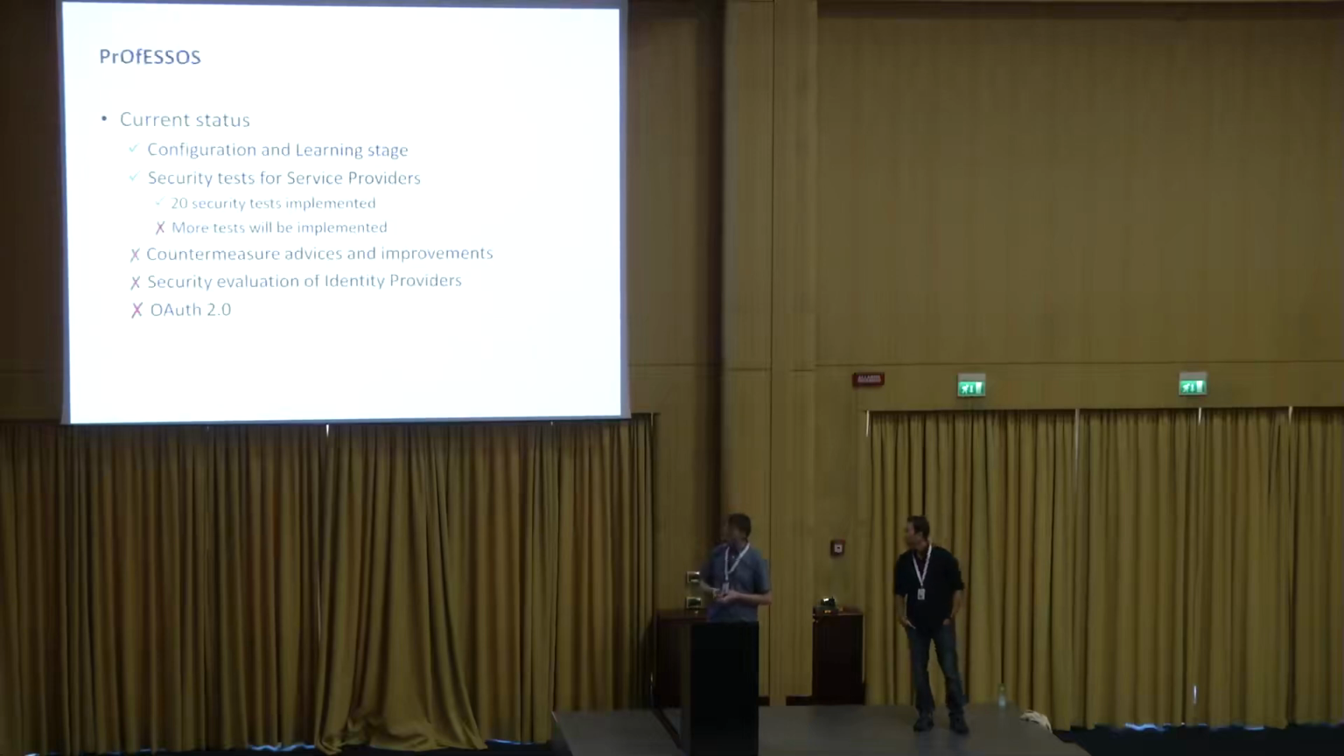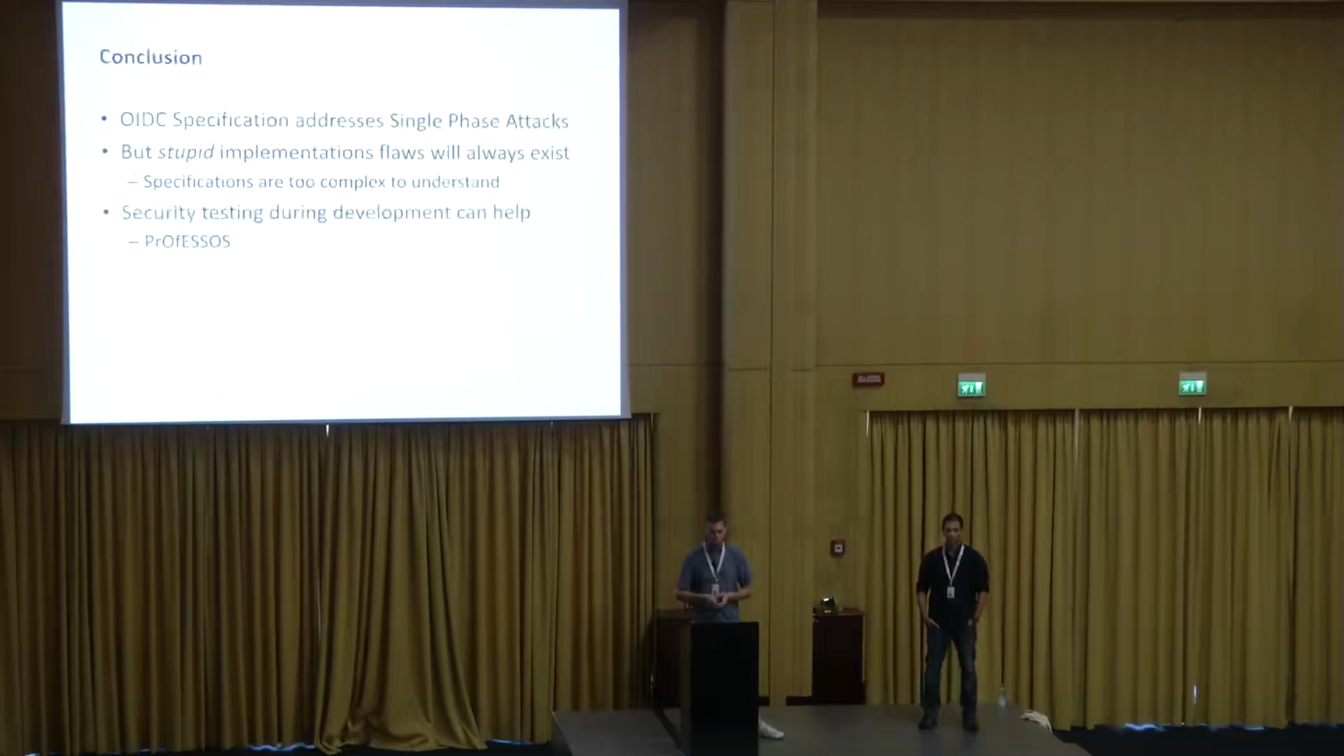Okay, so that's the current state of the tool. We have implemented the configuration and learning stage, and security tests for 20 attacks are implemented. They are evaluated automatically and the results are output to the pen tester. What we are currently doing is, of course, we have more attack ideas and we have to implement them. What's missing at the moment is giving concrete advice to a developer on what check is missing, where he has to look in the specification and how he can cope with specific attacks. We also want to do OWASP, because it's the basis of our OpenID Connect, and of course, as I mentioned, the security evaluation of identity providers.